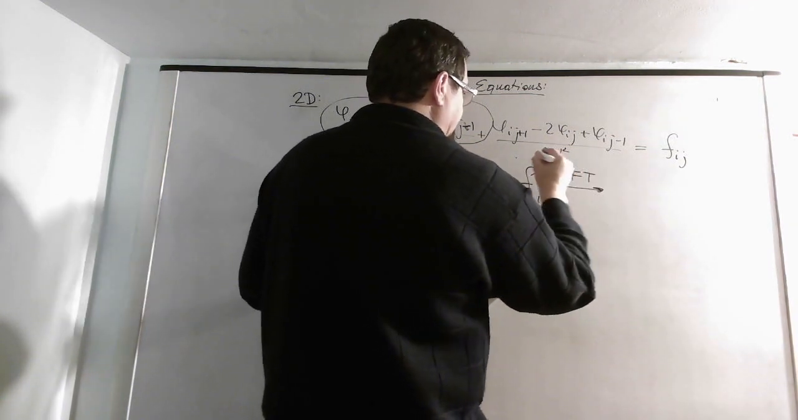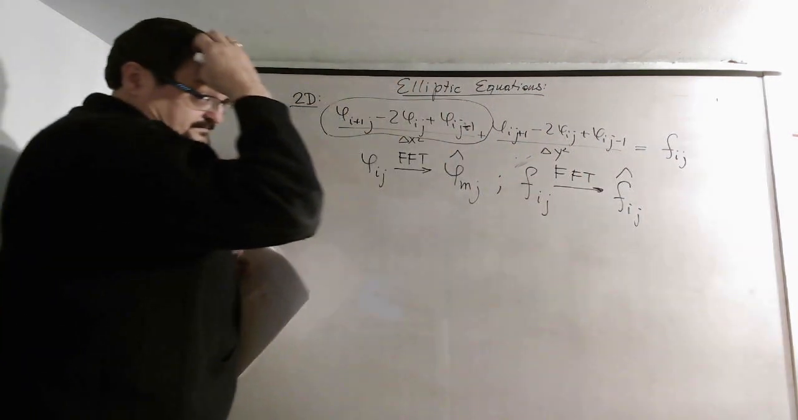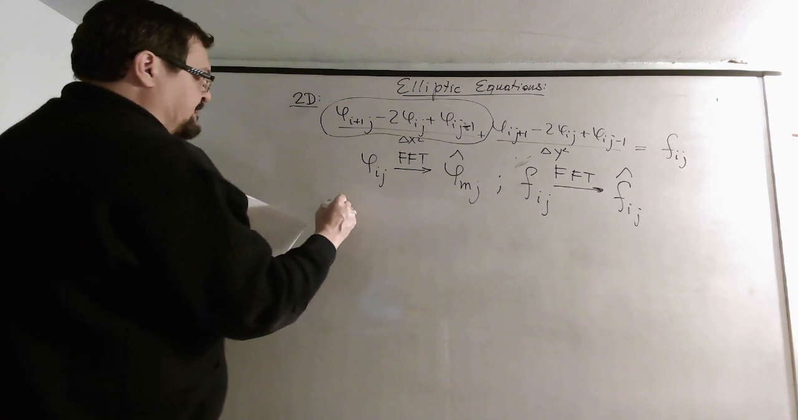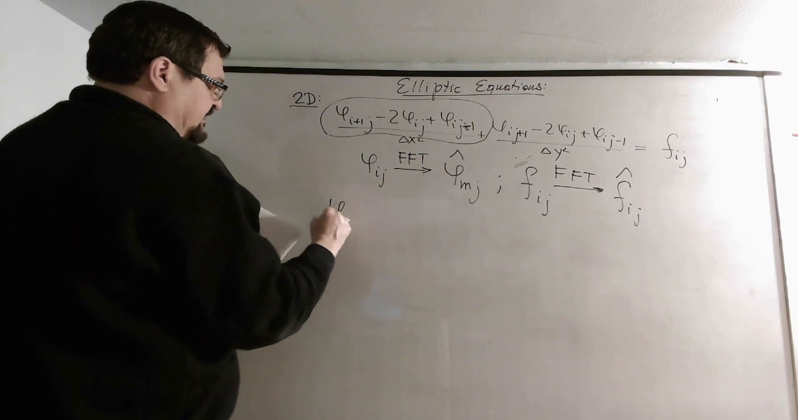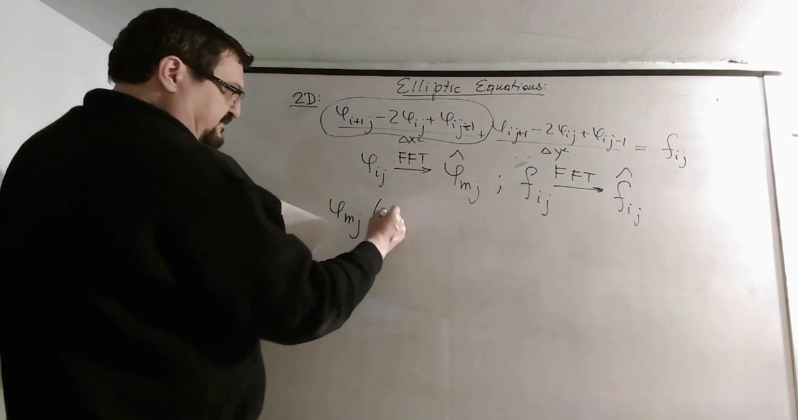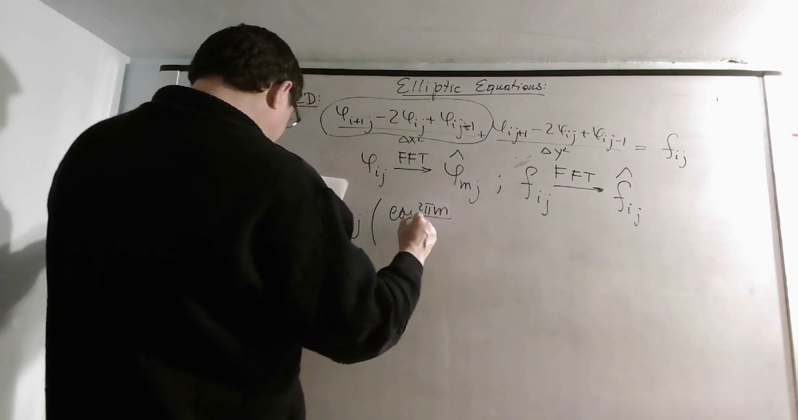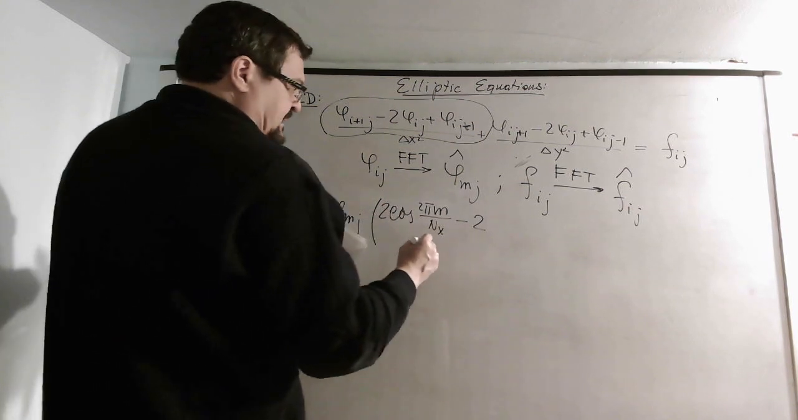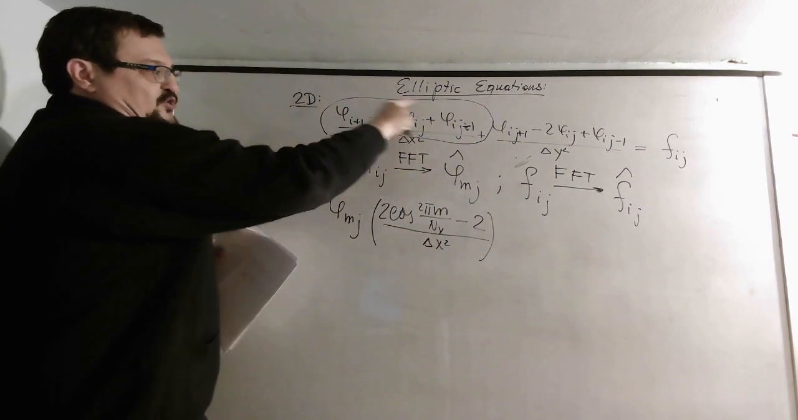This is what in reality you do, right? So you have f, you transform to indices. We just substitute this in this, and then we have the following equation that this thing becomes phi mj times, as before, cosine 2 pi m divided by nx minus 2 cosine divided by delta x square. So this term becomes this.